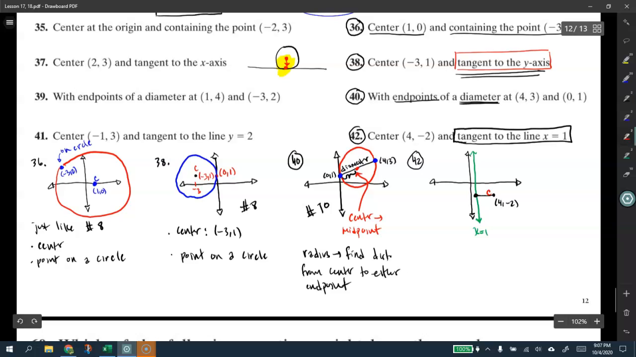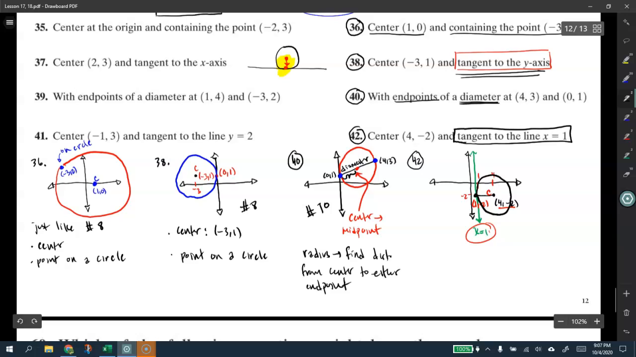Well, think about how we were at 4 comma negative 2. That's 4 on the x-axis and negative 2 on the y-axis. So this coordinate over here must be 1 comma negative 2, because we know that this line was going through x is equal to 1. So it's pretty neat. That's x is equal to 1, and now we know that this is a coordinate on the circle, so we may go ahead and sketch the circle.